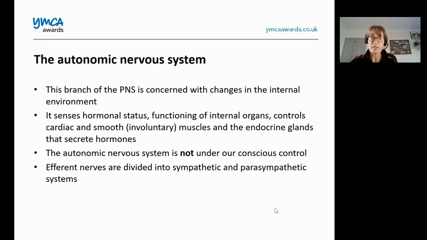Now, the difference between the autonomic and the somatic nervous system is that the autonomic part is not under our conscious control, so we have no control over that. But the efferent, the outgoing nerves from our autonomic nervous system are divided again into sympathetic and parasympathetic systems, and that's what we're going to have a little look at now.